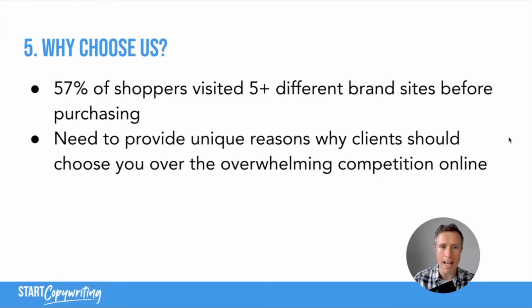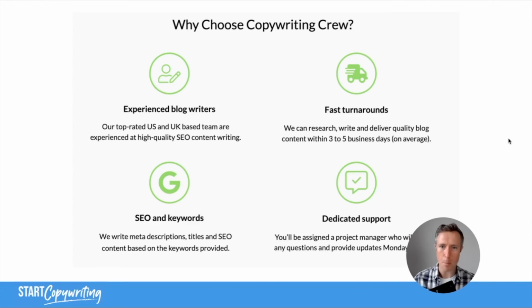So how do we do that? How do we answer that question? Well, here are some examples. Again, going back to my own business, Copywriting Crew, I recommend having a heading that says, why choose business name, or why choose us? And then you have each of the individual reasons summarized with its own heading, like we have experienced blog writers, we have fast turnaround, SEO keywords, and dedicated support. And then we go into detail with the paragraphs as well. Again, making sure that not only are these unique reasons, but they're also reasons that benefit the clients, right? It's important that you do that.